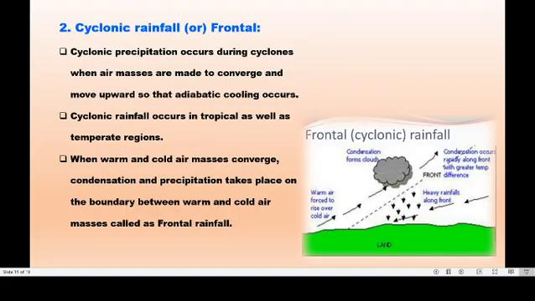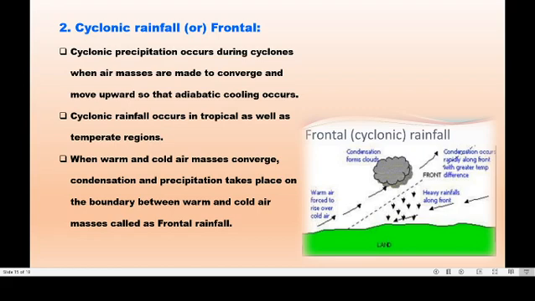The next rainfall that we are going to study is the cyclonic rainfall, or the frontal rainfall. Here, rainfall occurs when warm and cold air masses converge. You all know that warm air has lesser density and cold air has more density, so it has a capability to sink. When the warm air converges with the cold air, it takes them up, and after reaching the condensation level, precipitation takes place on the boundaries between the warm and the cold air, where they meet. Such a kind of rainfall is known as frontal rainfall.